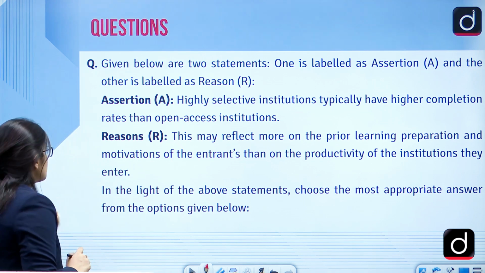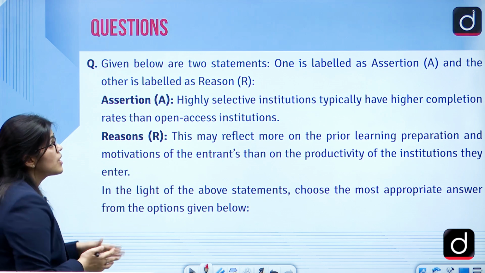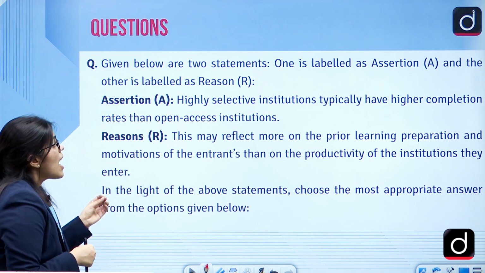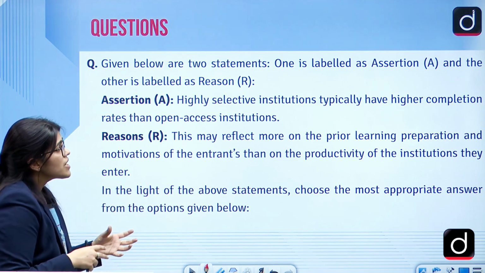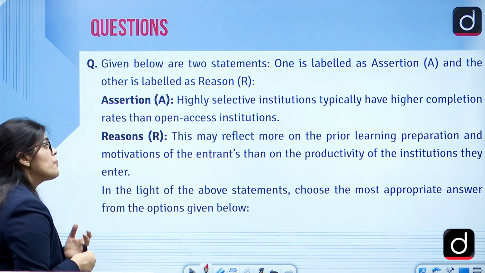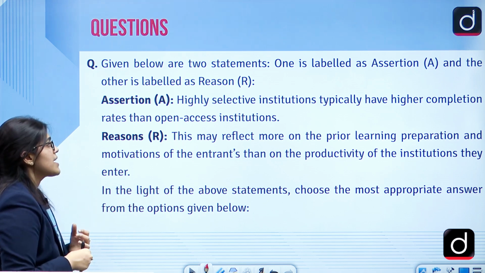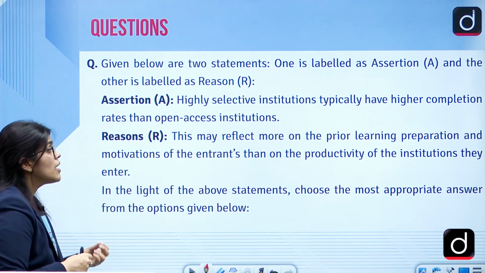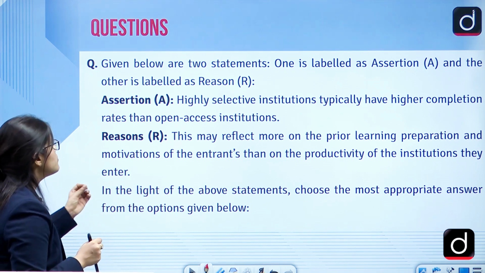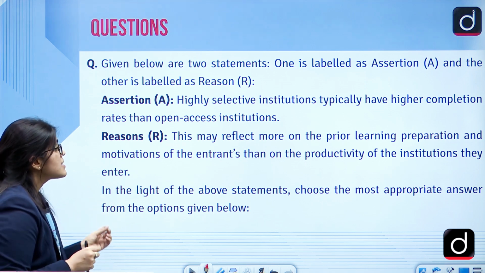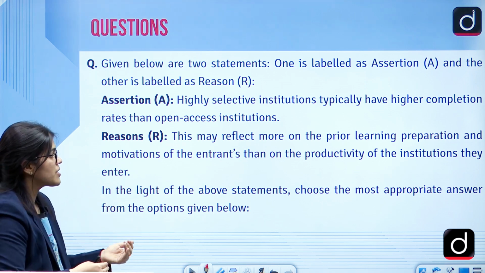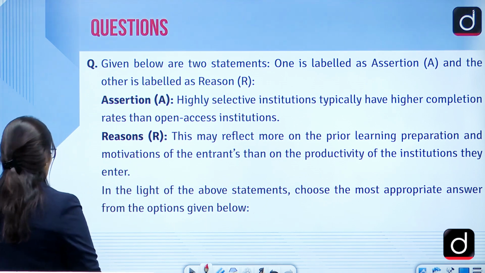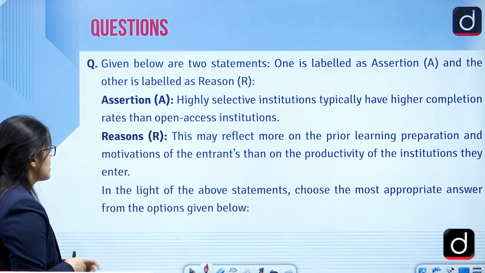Then comes this question. Given below are the two statements, and one is your assertion, another is your reason. So let us read. Highly selective institutions typically have higher completion rates than the open access institutes. Then the reason is: this may reflect more on the prior learning, preparation and motivations of the intake than on the productivity of the institutions they enter. So what do you mean by these statements, and are these statements correct or not?